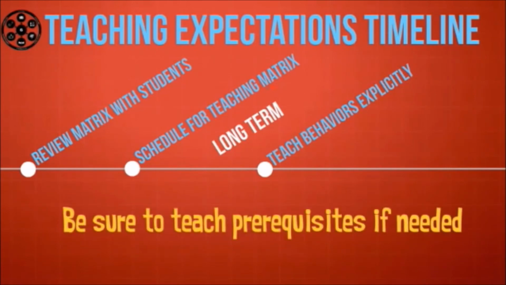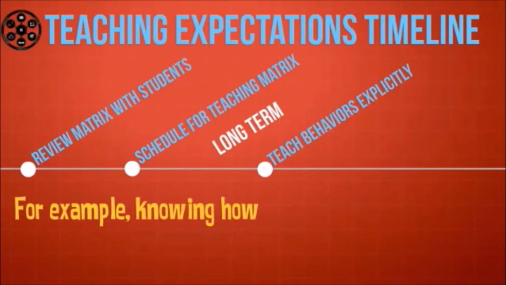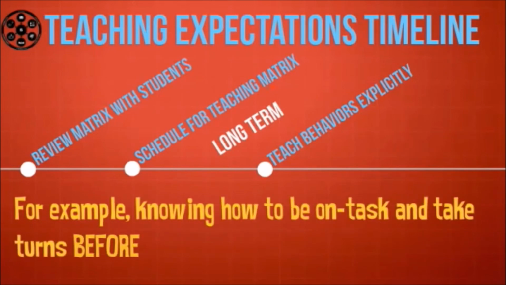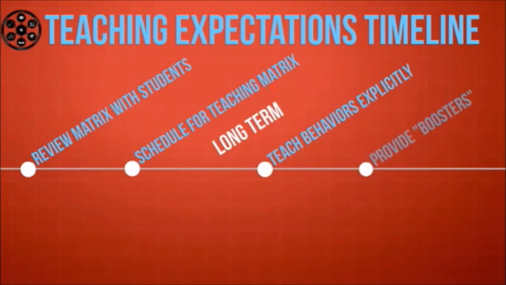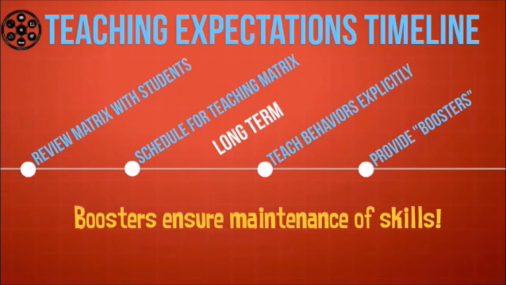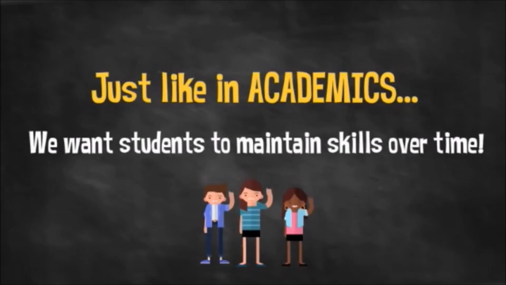Address any prerequisites if needed. For example, if you're going to talk about the expectations for a classroom discussion and contributing appropriately to classroom discussions, first make sure that students understand what it looks like to be on task and to raise hands to get attention. Make sure to provide plenty of supplemental instruction, that is, booster sessions, to ensure maintenance of skills. Just like with academics, we want to make sure that we're checking that students can maintain these skills over time.